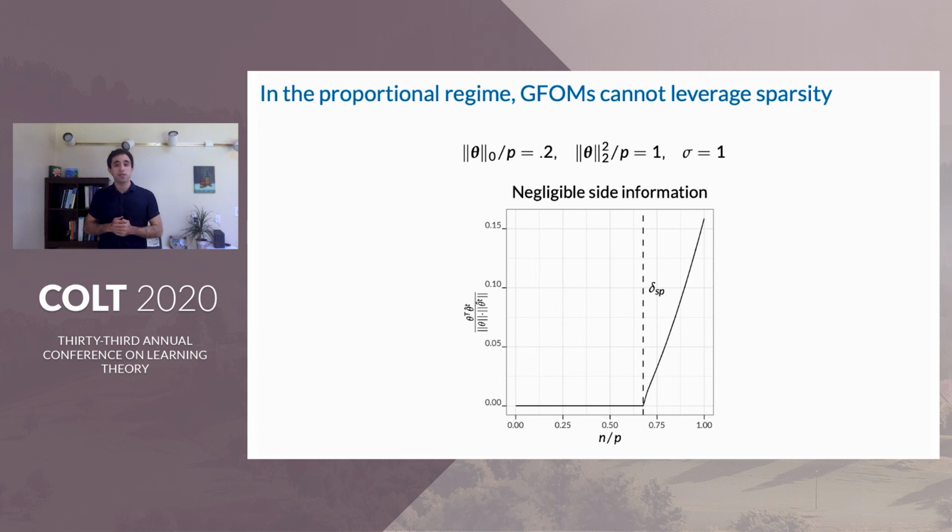I've plotted this optimal correlation as a function of the measurement rate n over p, and we see that the maximal correlation achievable by a general first-order method is 0 below some threshold, which I call the spectral threshold delta SP. What is important is that the spectral threshold is exactly the threshold above which a general first-order method is able to achieve non-trivial correlation with the truth without an assumption of sparsity. That is, general first-order methods can succeed in sparse phase retrieval only when they can also succeed without an assumption of sparsity. General first-order methods cannot leverage sparsity in the proportional regime, which, as I said, is a portion of the conjectured hard regime in the sparse phase retrieval problem.